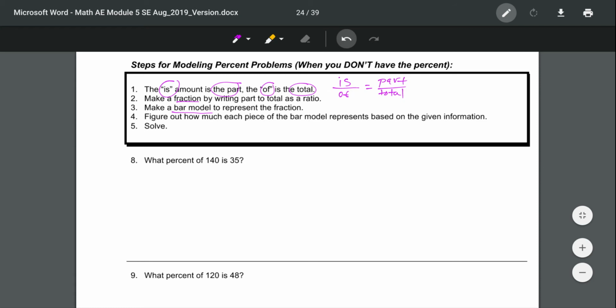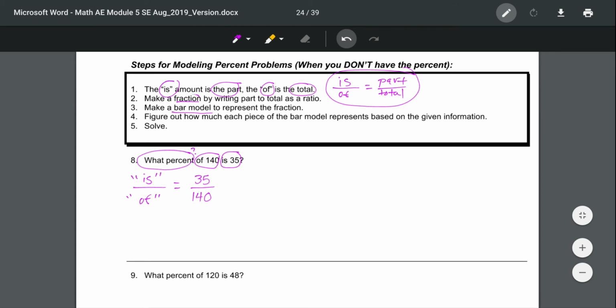So for number 8, it says what percent, so we don't know what the percent is, that's what's missing, of 140 is 35. Notice how I'm circling these parts for a reason, and that's so that I know how to set up my ratio of is over of or part to total. So remember, you write the is over the of, or the part to whole or part to total. So the is would be 35 and the of would be 140.